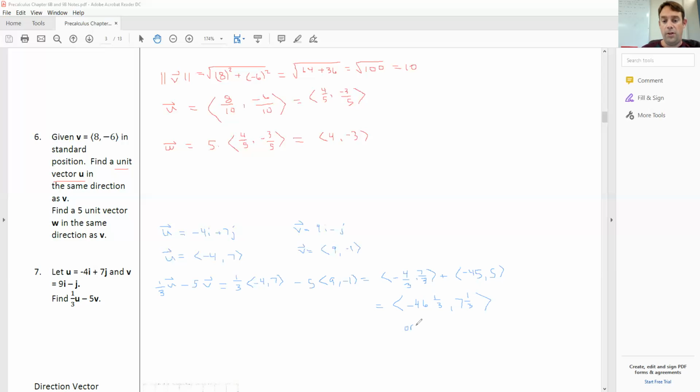Which is the same thing as, if you wanted to do the linear combination for it, you could do that as well. So -46 1/3 I plus 7 1/3 J.